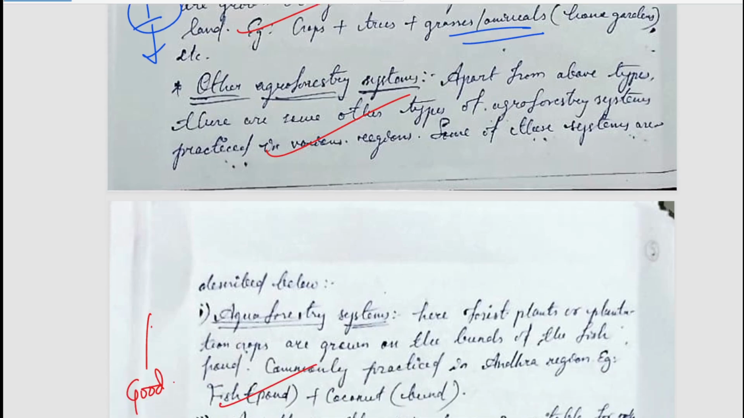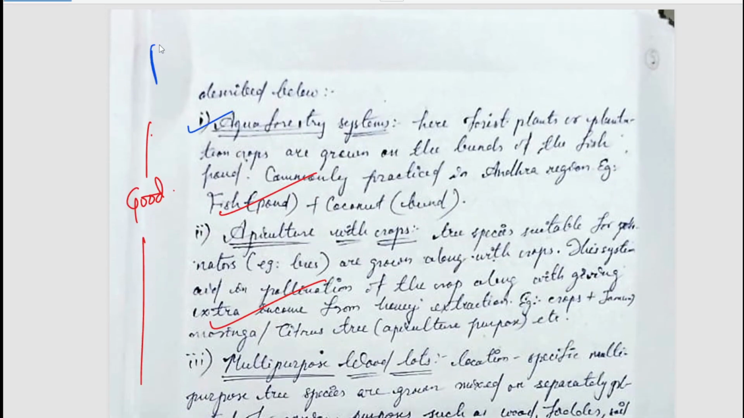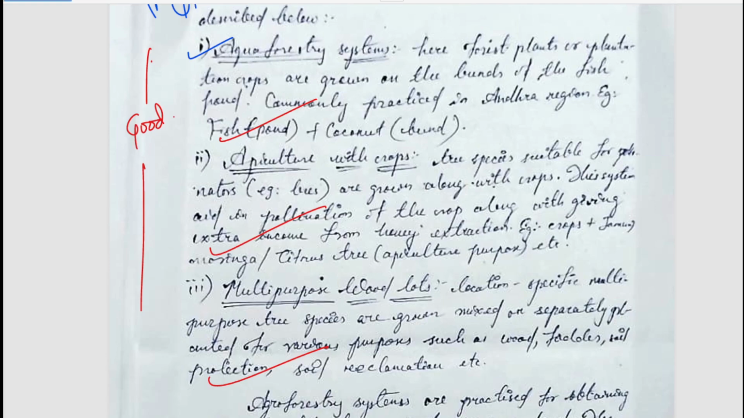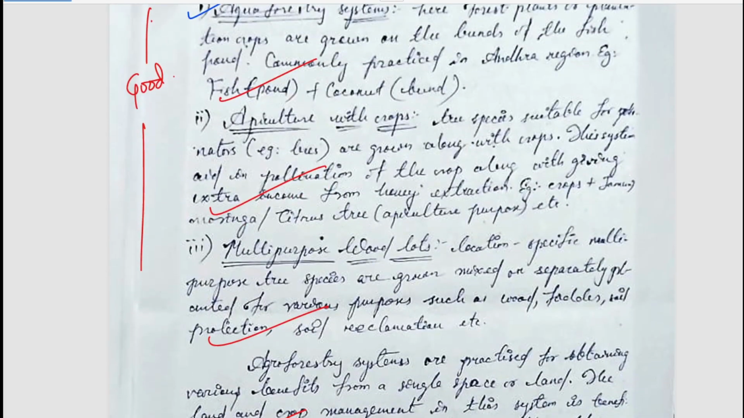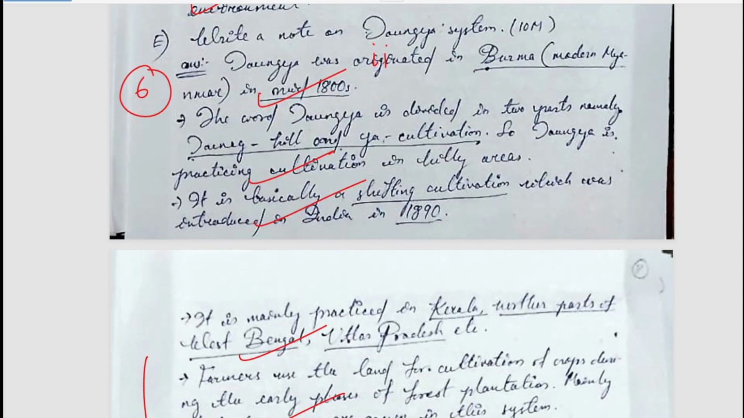Other agroforestry systems have also been mentioned. So, the aquaforestry system is forestry all around a pond or any aquaculture area. It is a short answer, so you can simply pause and read it. Now, let's move to the next question. The next question is: write a note on the Tongya system.